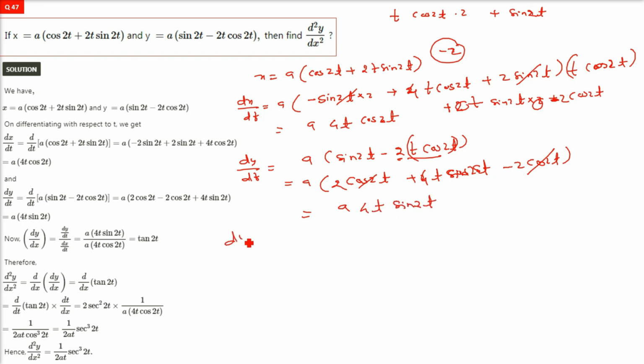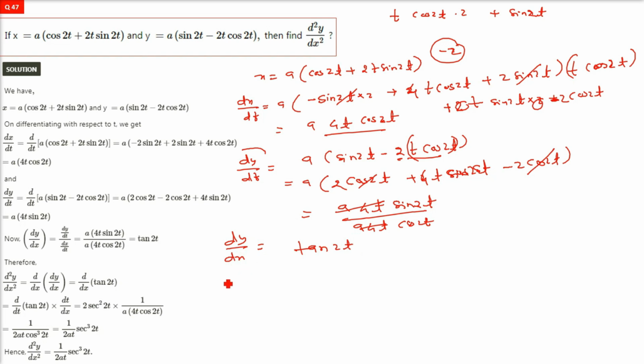Alright, so dy by dx will be equal to dy by dt divided by dx by dt. So a 4t cos 2t, this you can just cancel. Sin 2t by cos 2t is tan 2t. That is dy by dx.